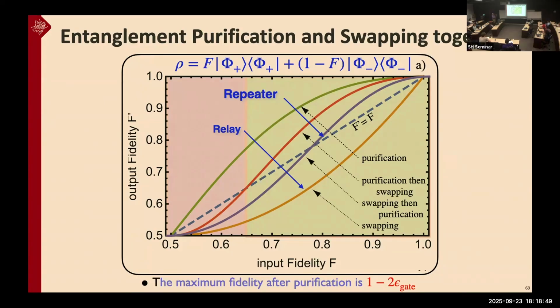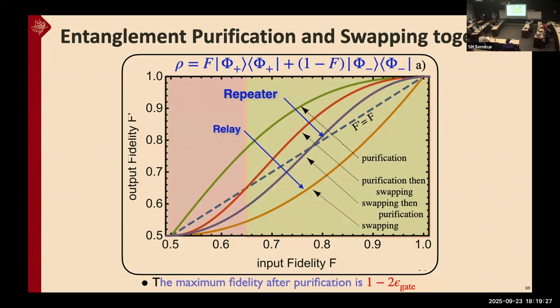This red curve here is purification then swapping. The other one is swapping then purification. So swapping first is detrimental. Why? Higher, yes, it's exactly it. So this fidelity, when you're taking a state that's not perfect and you're making it even worse, it takes longer to come back.